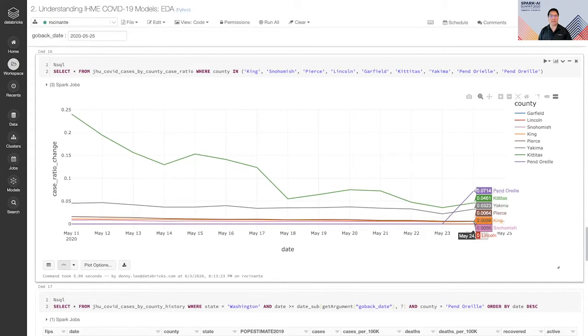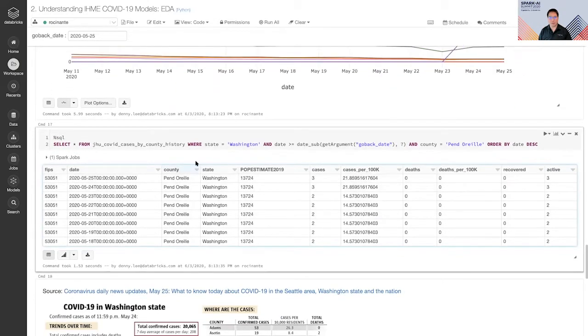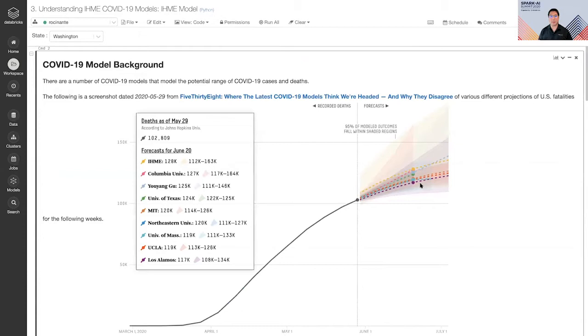But let's go look at the data itself. If I run this particular query and look at the actual case numbers, you notice what happens on the 23rd, there are two cases, and then boom, on the 24th and 25th, now there are three cases. So it jumped up a little bit, okay? It's not great, obviously, but from doing EDA, the reality is that little jump in case ratio isn't as bad. And fortunately, there are no deaths in that county. So that's good. So now let's continue onwards and focus a little bit on the IHME model.